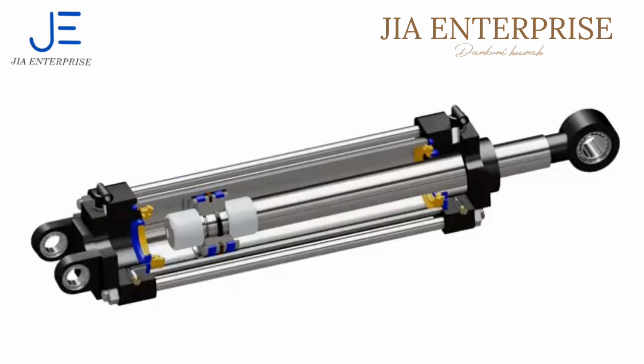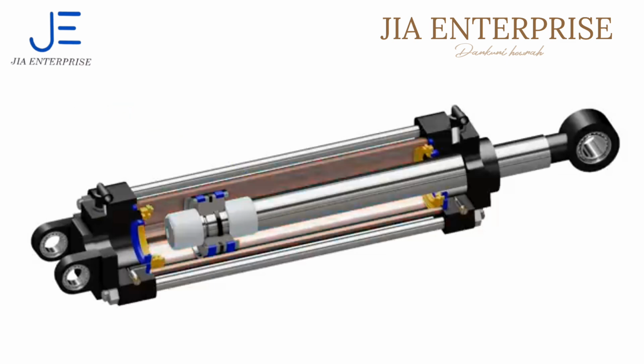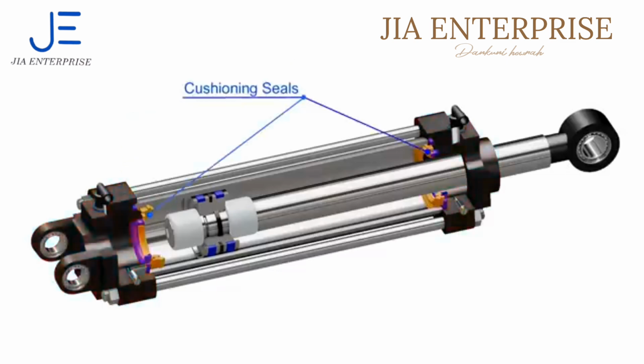This whole assembly then goes into a cylindrical bore. This cylinder is generally made of aluminum or steel. The cylinder cap encloses the cylinder chamber at one end, and the cylinder head encloses the chamber at the other end. Cushioning buffers and seals are installed on the respective ends.